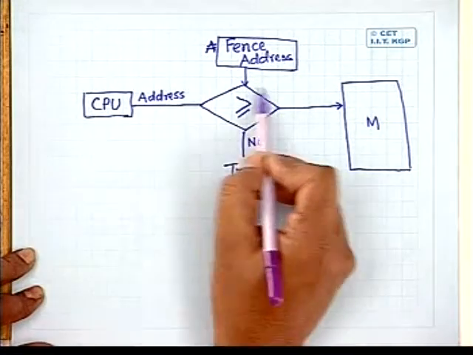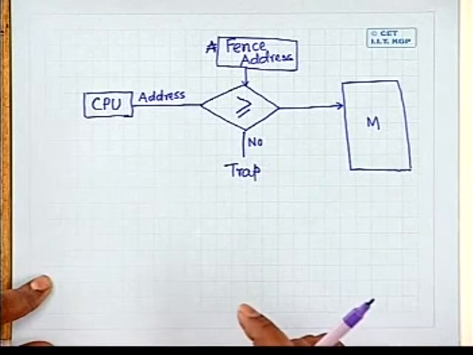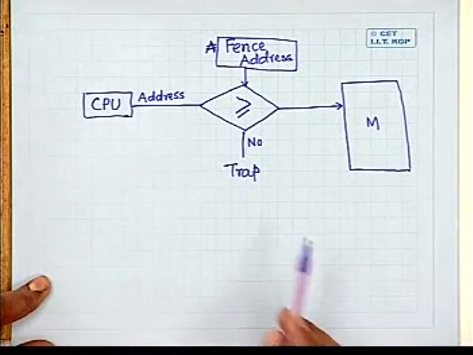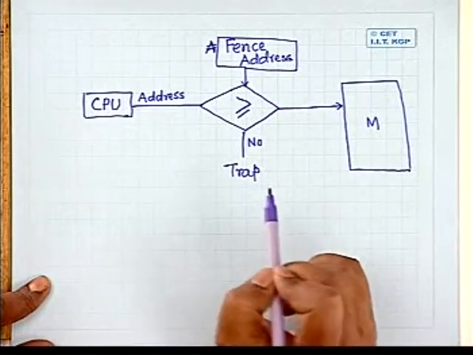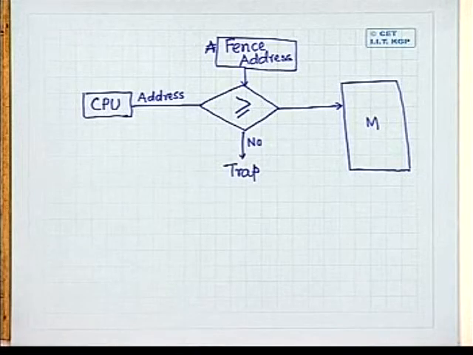So this hardware comparison can be executed in parallel, at the same time when the process is trying to access the memory. And the fence address itself can also be built in hardware. That means one of the inputs of this comparator can be tied to the fence address permanently. But with that we'll have a problem: if the fence address is built in hardware, that means the fence address is fixed.